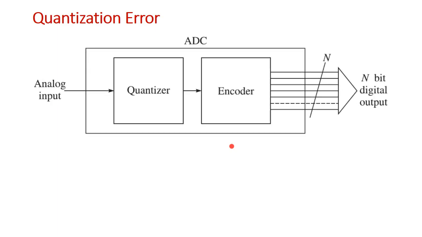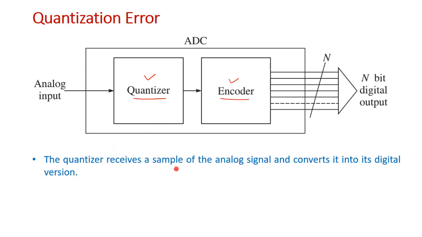Before that, in the ADC itself we need to quantize the analog signal. In fact, ADC consists of two blocks. One is called quantizer and the other one is called encoder, right? So we'll talk in more detail about the encoder in the next class. We'll consider here the discussion of the quantizer. So let us see the quantizer.